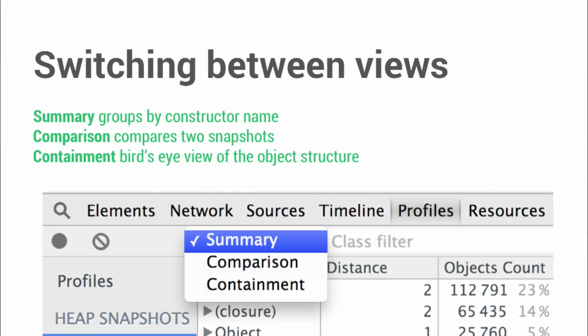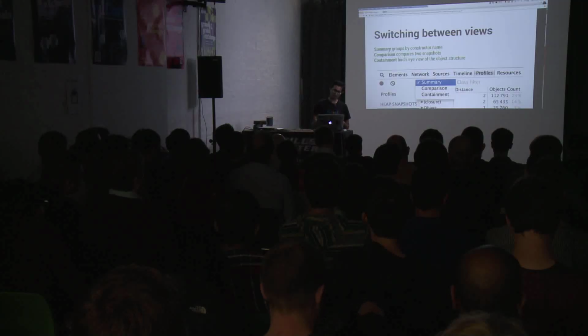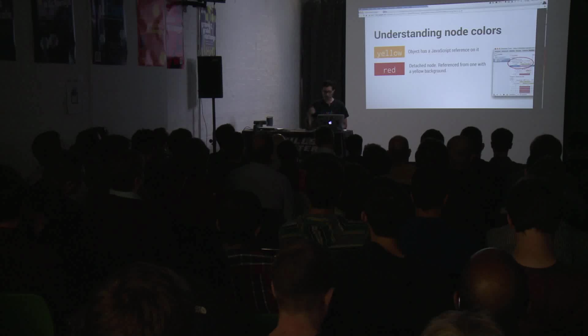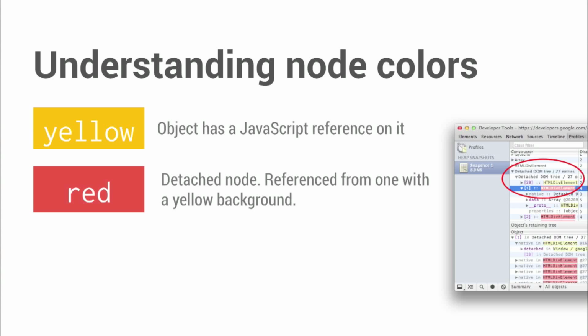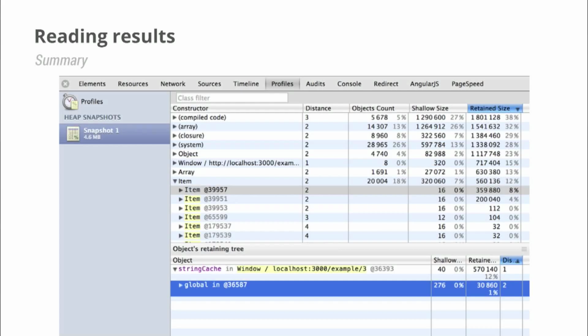We let you switch between a number of different views of the data that's available. So we've got three views. We've got summary, which groups by constructor name; comparison, which I use a lot, which compares two different snapshots together; and containment view, which gives you a bird's eye view of the object structure. Don't forget the difference between these two colors. Yellow objects have JavaScript references on them. Red are detached nodes. They're referenced from one with a yellow background.